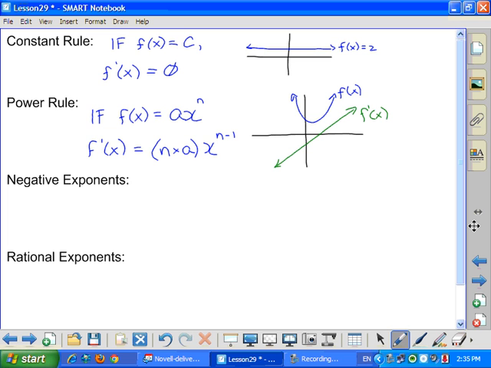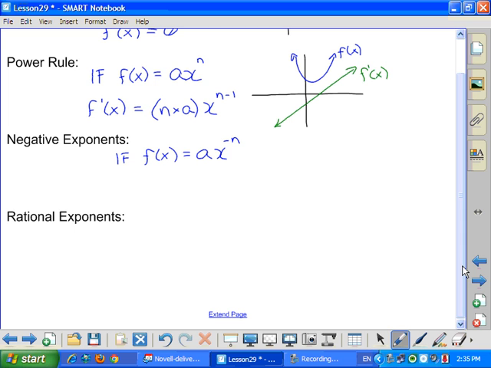What happens if we have negative exponents? If my original function is equal to ax to the exponent negative n, the exponent is actually going to get more negative. So f prime of x equals negative n times a. So the coefficient's going to change signs. And the exponent, because it's negative and you're still taking 1 away, is becoming more and more negative.